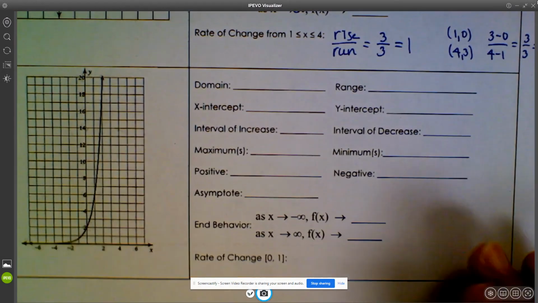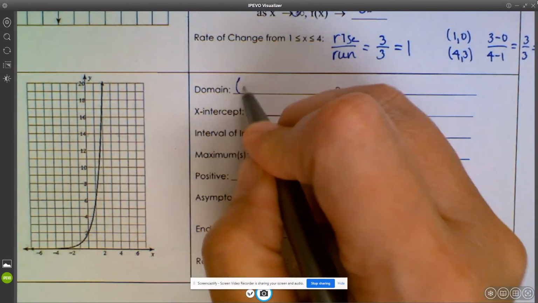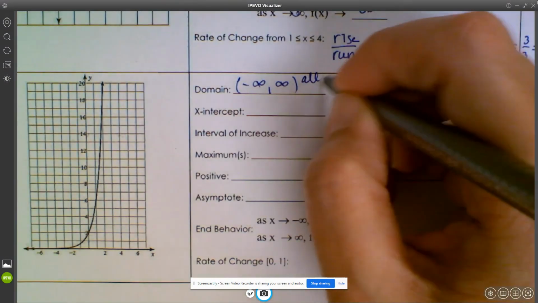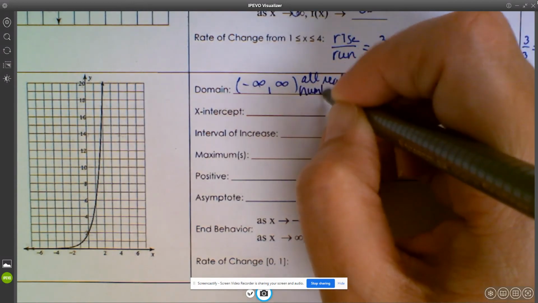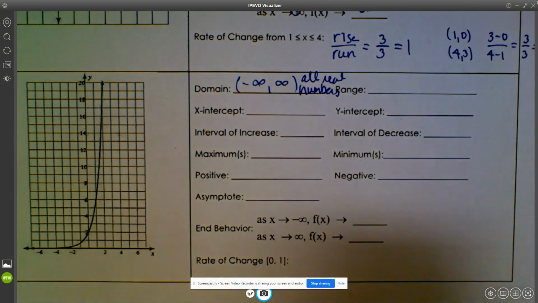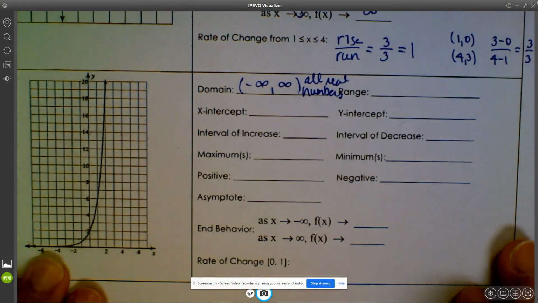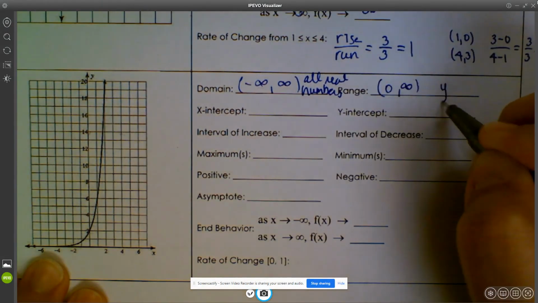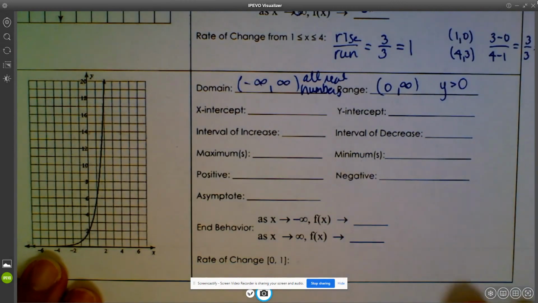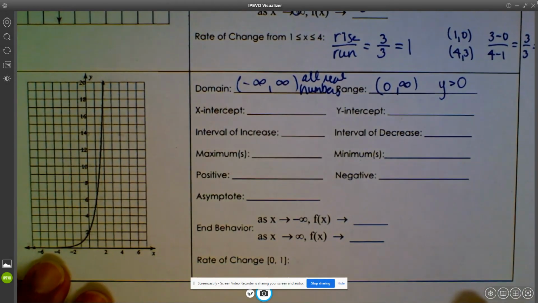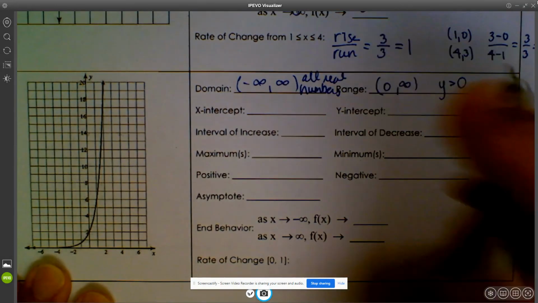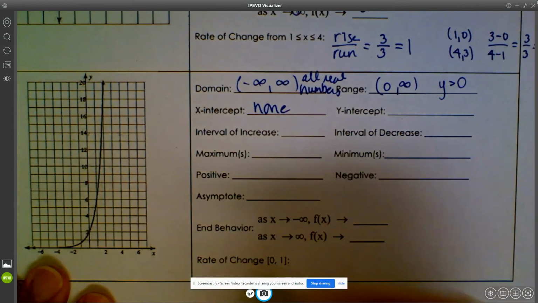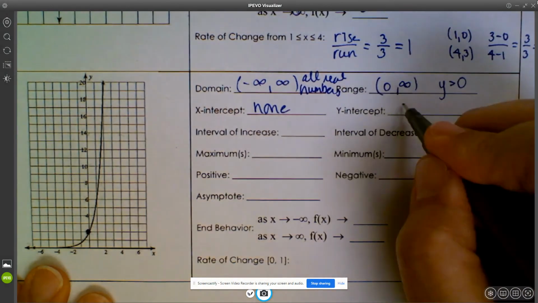Oh, let's look at the exponential function here. My domain, remember, of an exponential is always negative infinity to positive infinity. Okay, my range, what are my y coordinates? Well, in our basic exponential function, we're going to go from 0 to infinity. So it's where y is greater than 0. The x-intercept, do we ever touch the x-axis? No, because we never touch 0. So there is no x-intercept. Is there a y-intercept? Yeah, the y-intercept is right there.